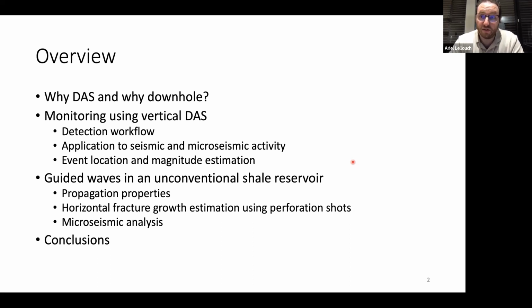Second part, we're going to go into horizontal fiber, deep into an unconventional reservoir, in which we have a deviated well targeting that reservoir, instrumented with a fiber. And we'll talk specifically about guided waves. It turns out that this reservoir is actually a waveguide for seismic waves. We'll describe their propagation properties and how we use them to estimate horizontal fracture growth using perforation shots, and also do some more traditional microseismic analysis. And hopefully from all of this, try to draw some conclusions.